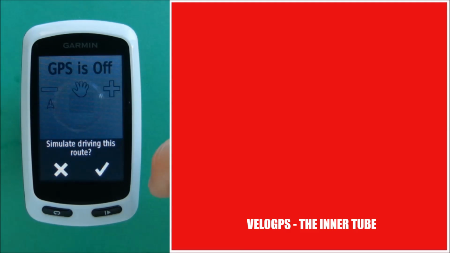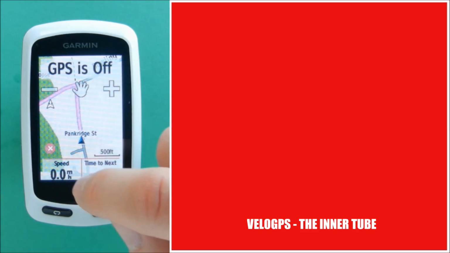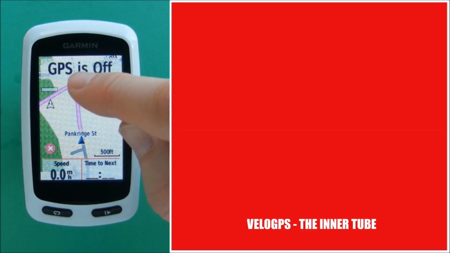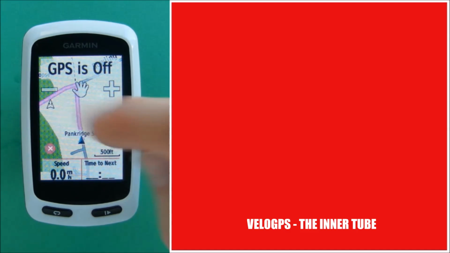So if we select ride, and we don't want to simulate driving it at the moment, and you'll see here again, this is our start point on Pankridge Street, and the pink line follows the route of the course.